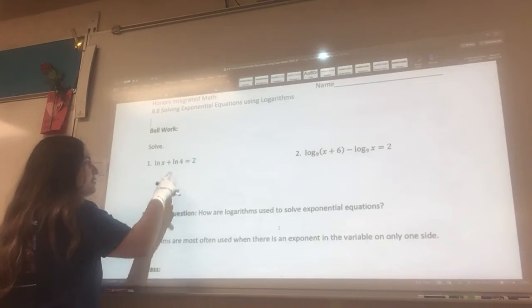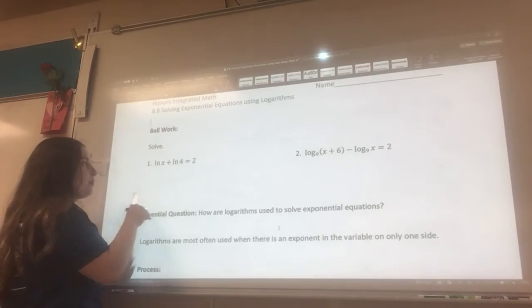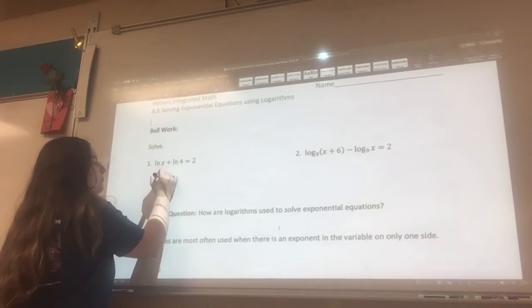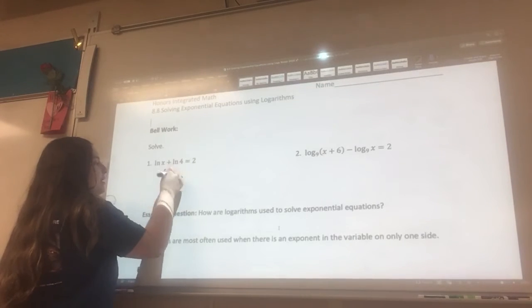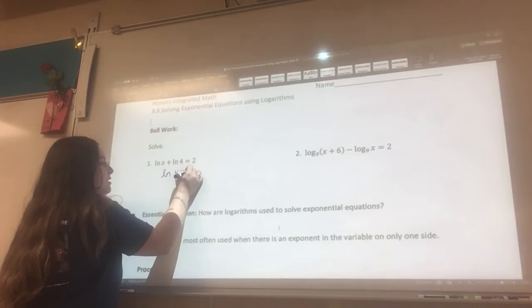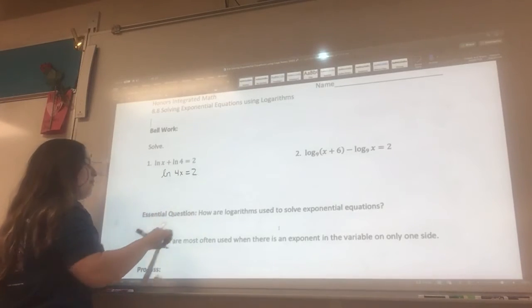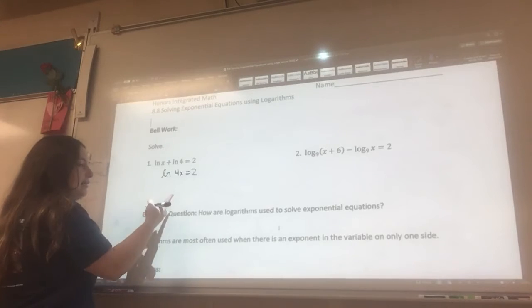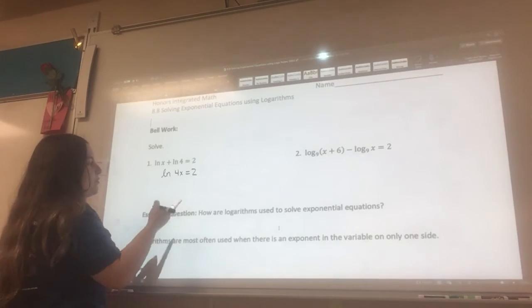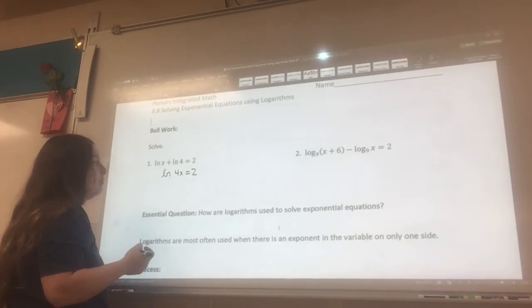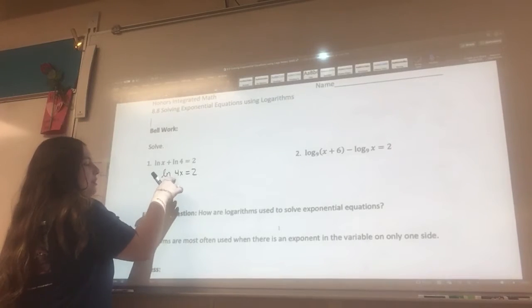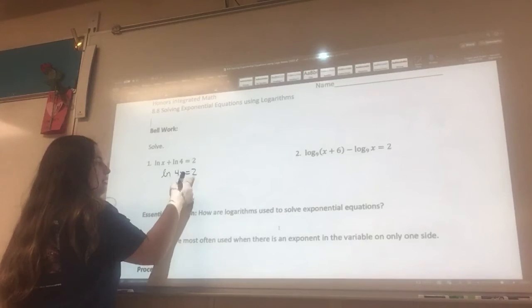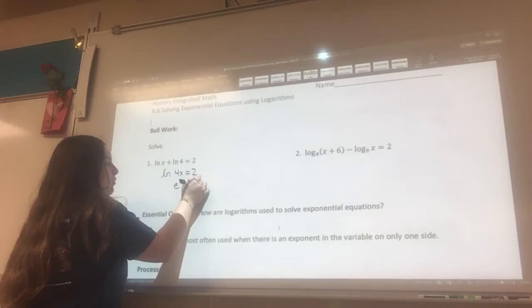So our first thing is we need to combine them using our properties. This is the product rule, meaning that we're going to get ln of x times 4, which is the same thing as 4x, equal to 2. Since we now have one logarithm, we need to isolate it. It's already isolated for us, so we need to transform it into exponential. So again, no base here means we have a base of e, squared equals 4x.